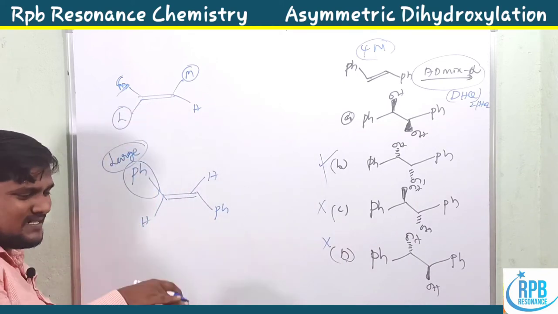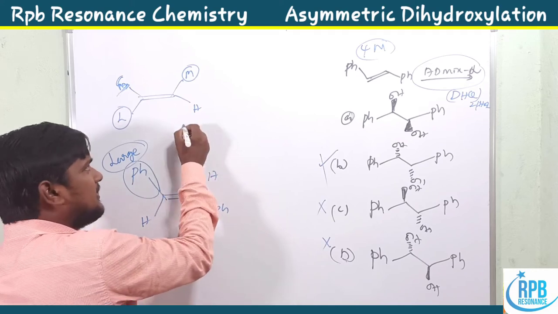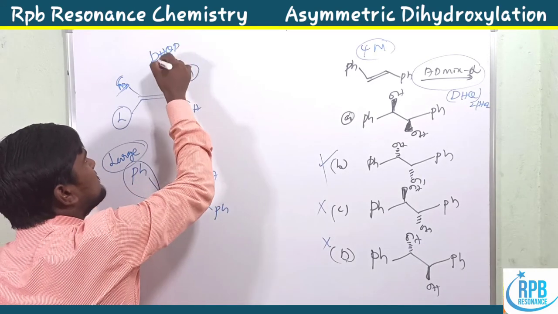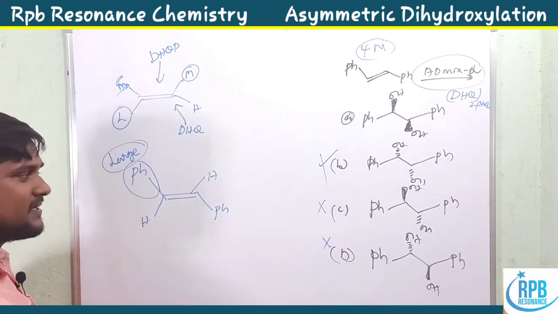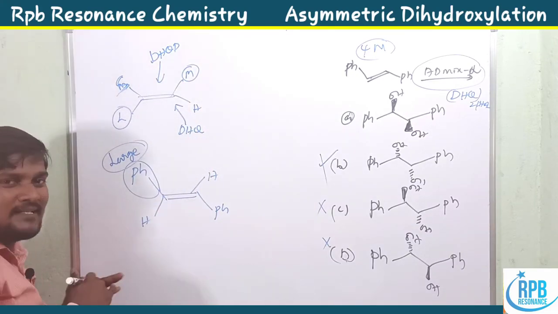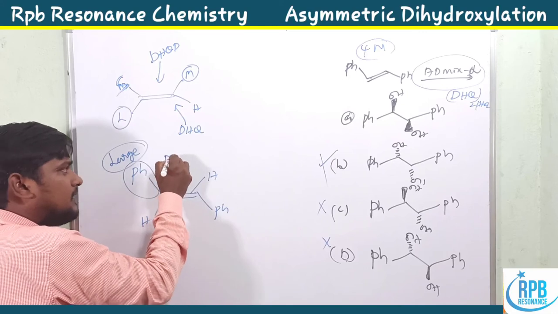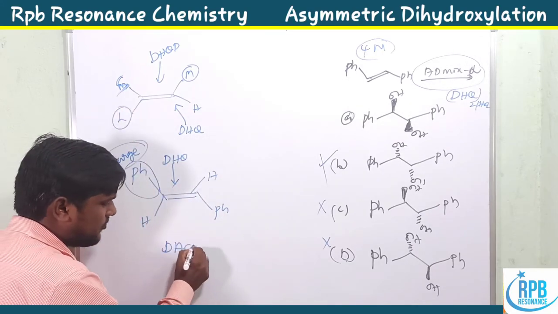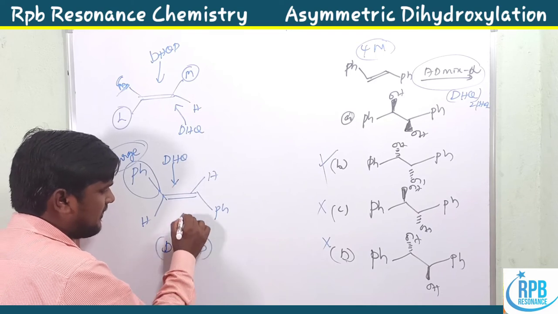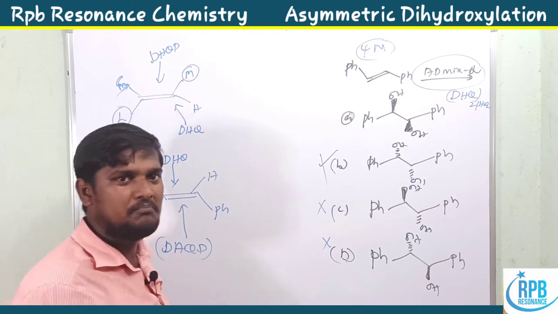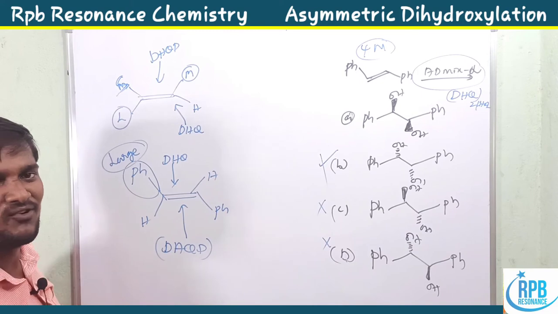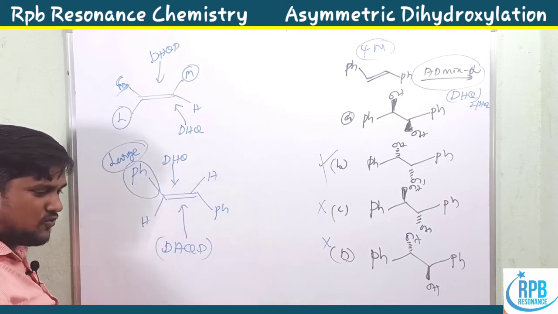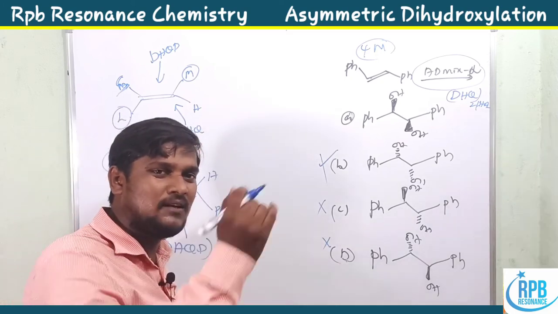If the large group is present at the left side bottom corner, DHQ will send the osmium tetroxide at the bottom, and DHQD will send it at the top. But in this case, the large group is present at the left side top, so DHQ will send the osmium tetroxide at the top position, and DHQD will send it at the bottom side. That is the change. So if the large group is at the left side bottom, DHQ gives bottom side attack, DHQD top side attack.